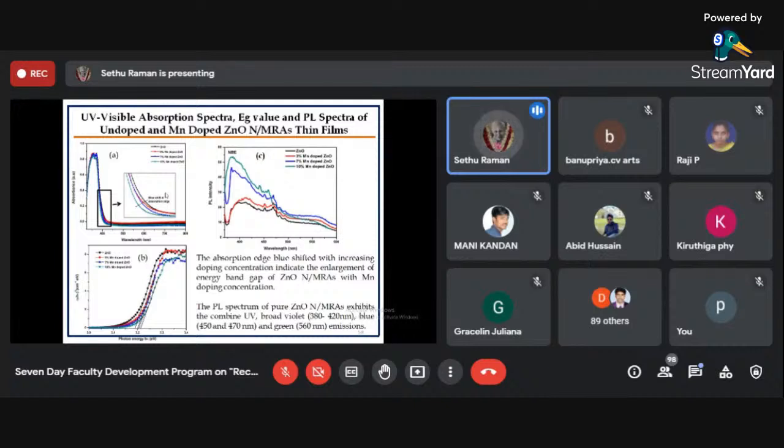So the absorption edge is shifted with the increasing of dopant concentration, which simply indicates the enlargement of the energy bandgap of ZnO nano-micro arrays with the M doping application. The PL spectrum of the pure and M-doped samples simply exhibits the combined UV and the broad ultraviolet, blue and green emissions.